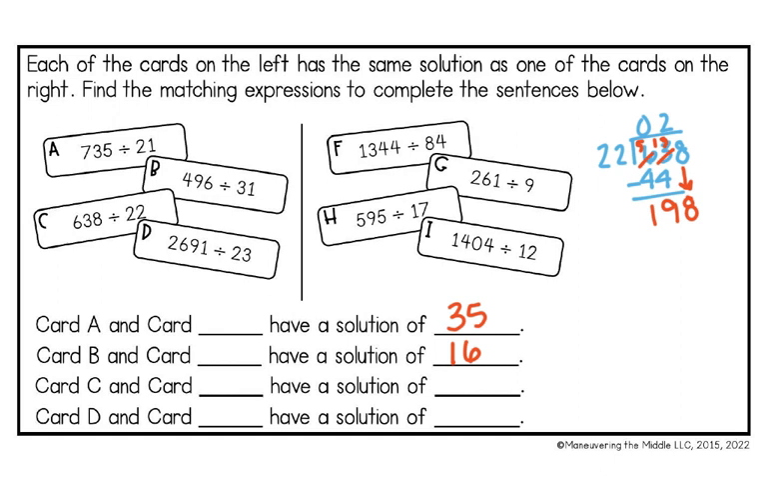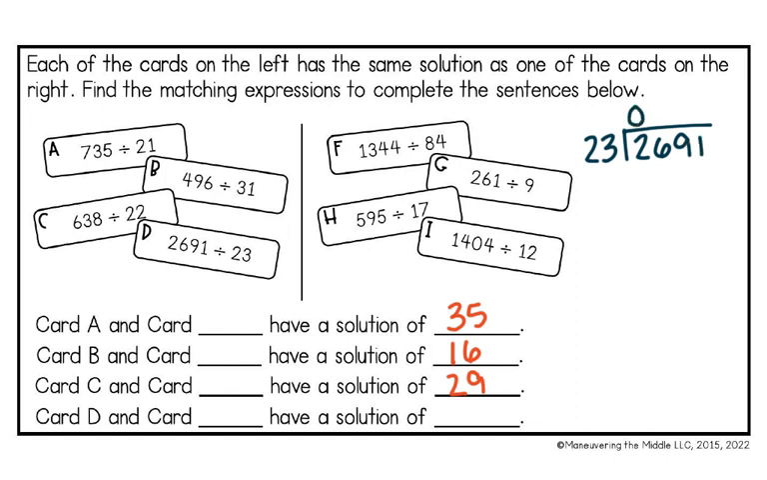22 can go into 198 9 times. 9 times 22 is 198. Subtract, and we get 0. So the answer to card C is 29. Card D, we have 2,691 divided by 23. I'm going to put 23 on the outside, 2,691 on the inside. 23 cannot go into 2, so I'm going to put a 0.